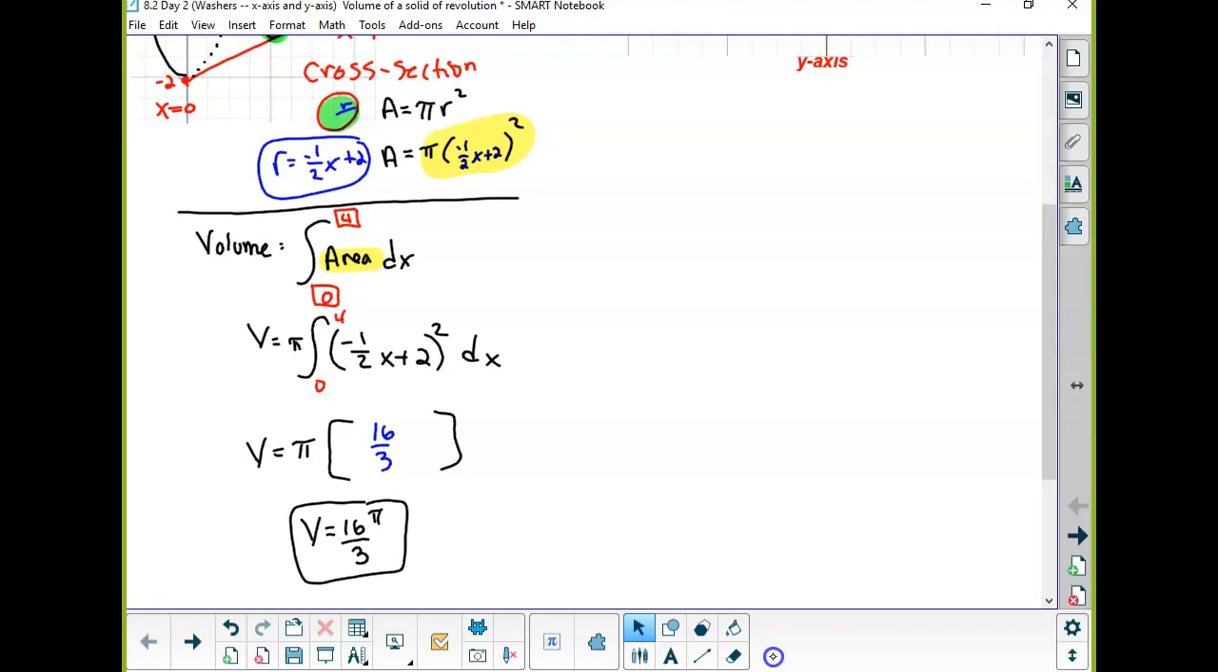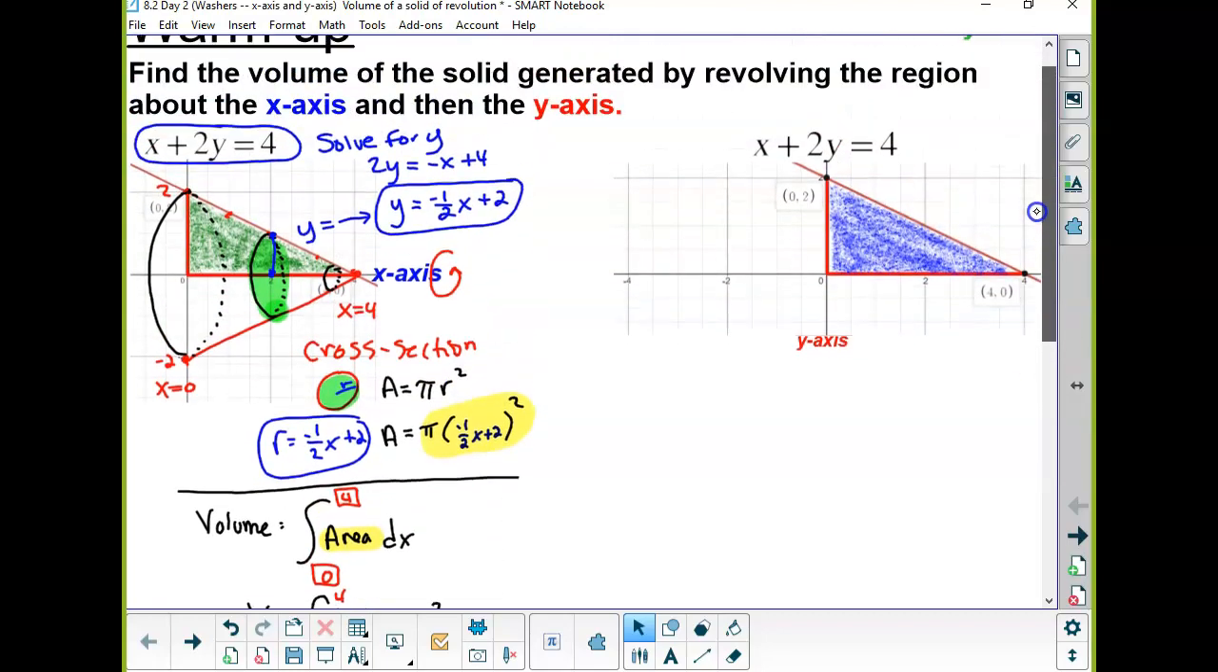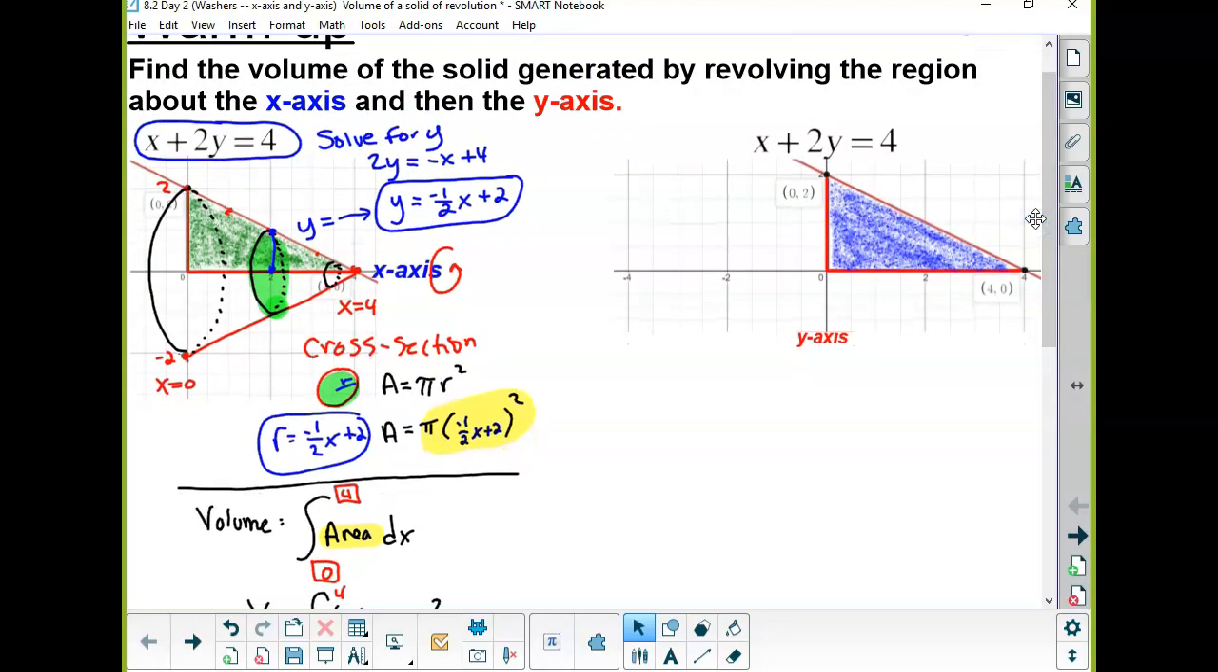Now you should be able to get the same thing whether you do that by hand or on the calculator. So I know you still have questions. I know you're probably wondering, how do I know what the bounds are? How do I know if it's dy or dx? And how do I know what the radius is? Is it written in terms of y or x? My hopes are to answer all of that once we get done with this example.